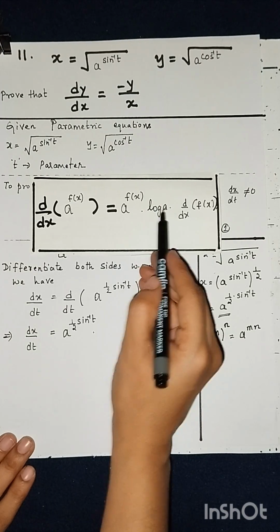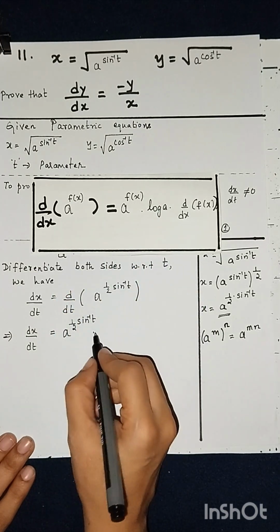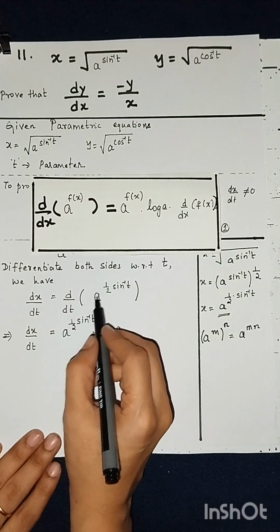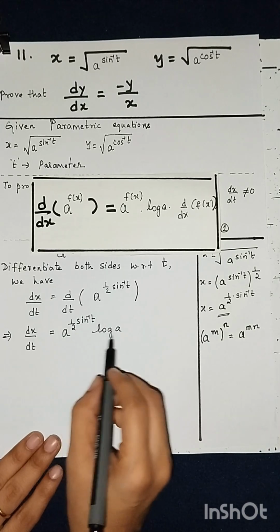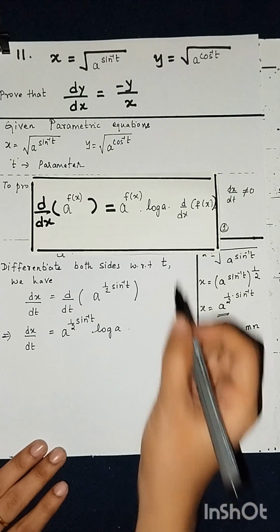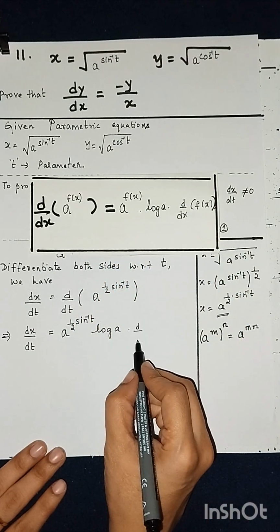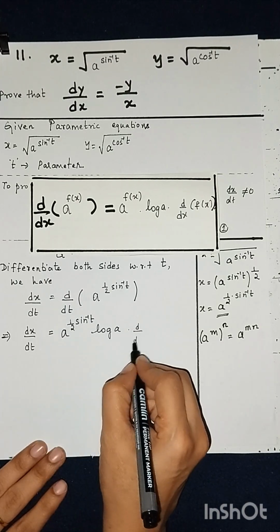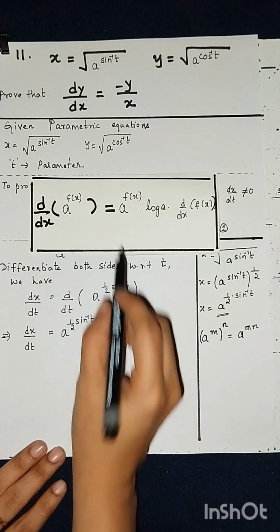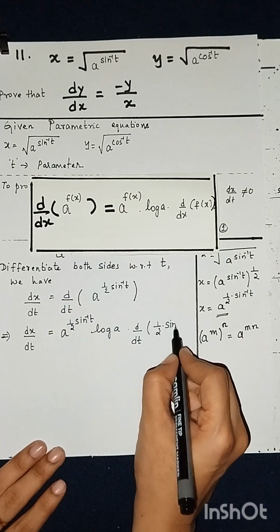Then we write log of the base, the constant. Here we have a, so we will write log a. If we had some other constant like d or e, we could have written log d, but here we have a, so we write log a. Then we have to differentiate the exponent. Here we cannot write d by dx because it is with respect to t, so we will write d by dt of f of x, that is 1 by 2 into sine inverse t.